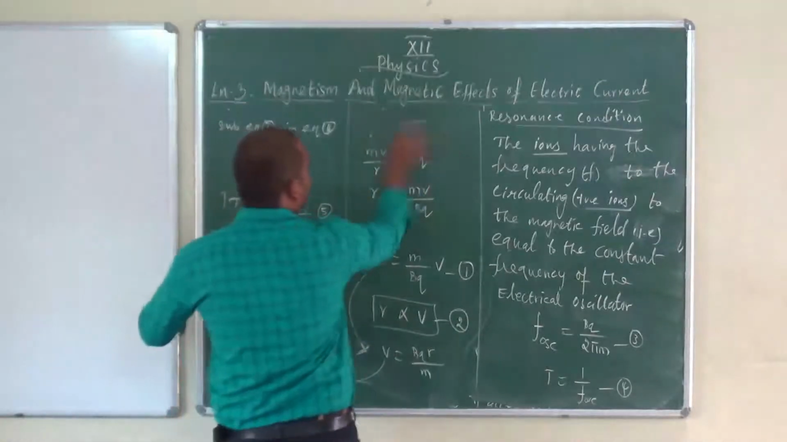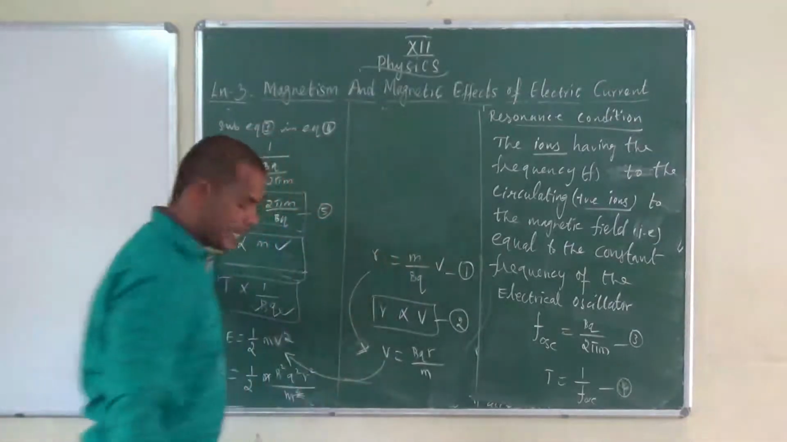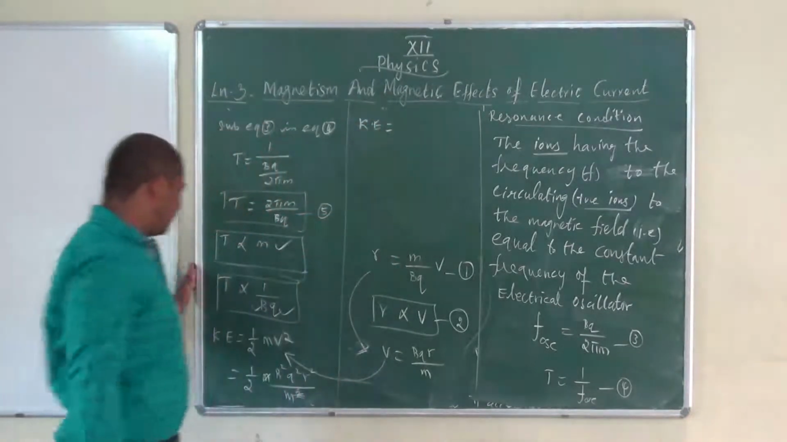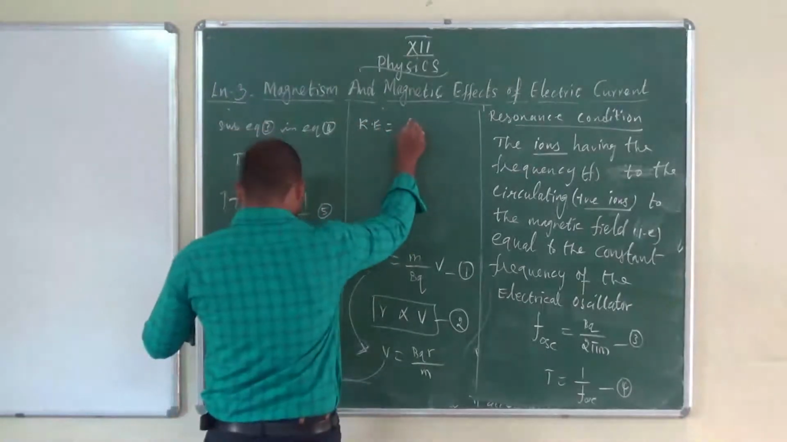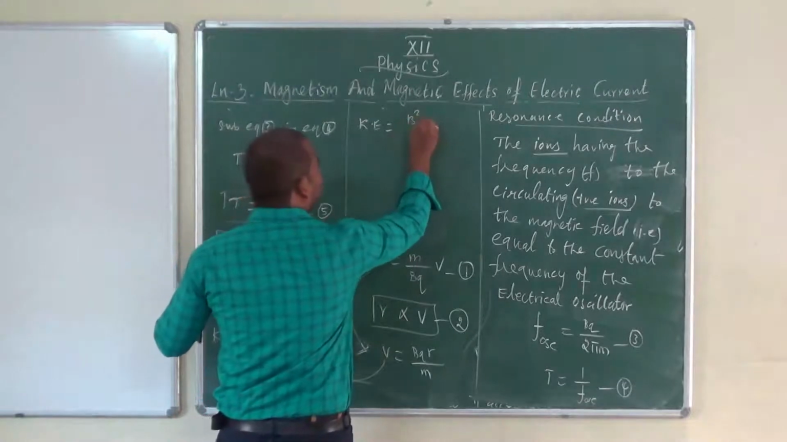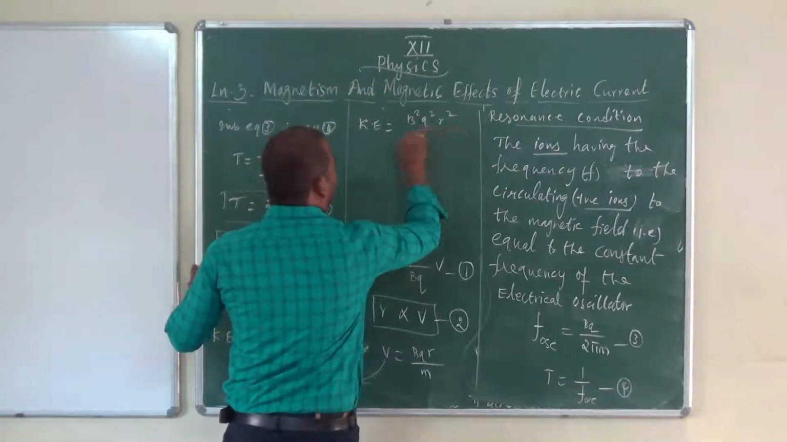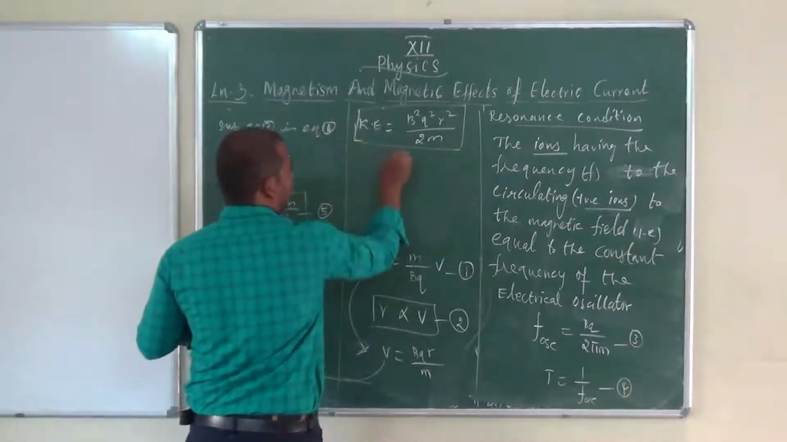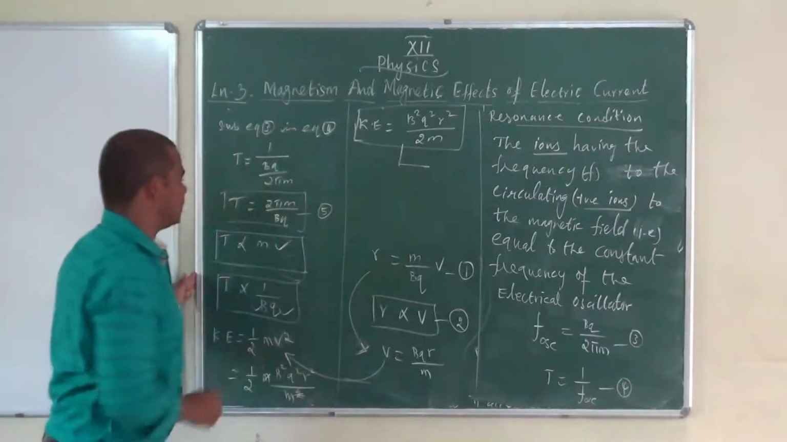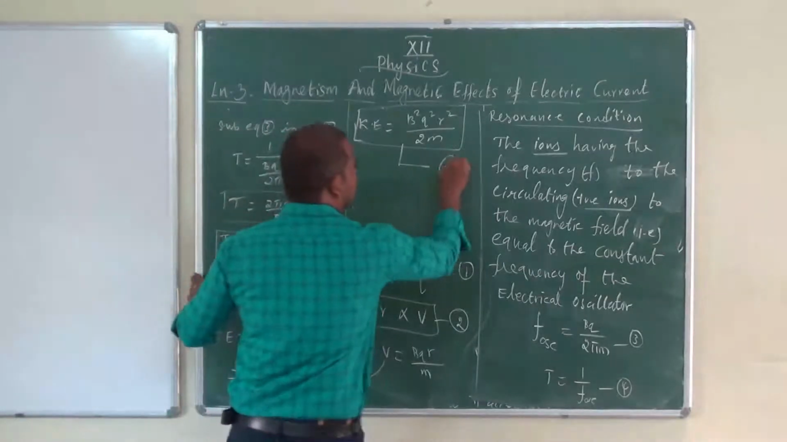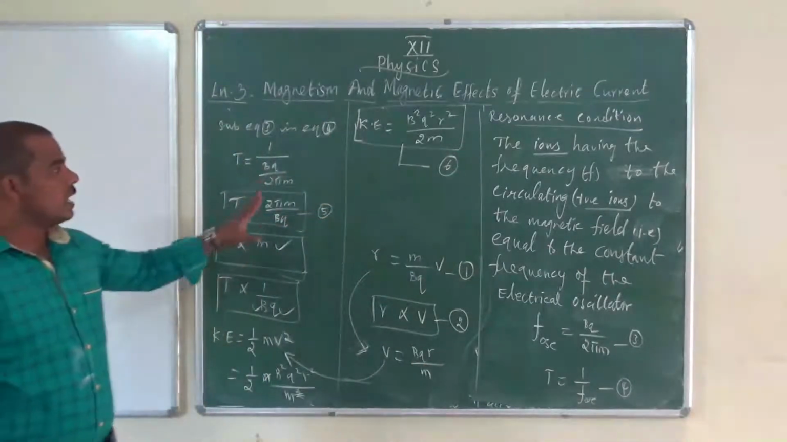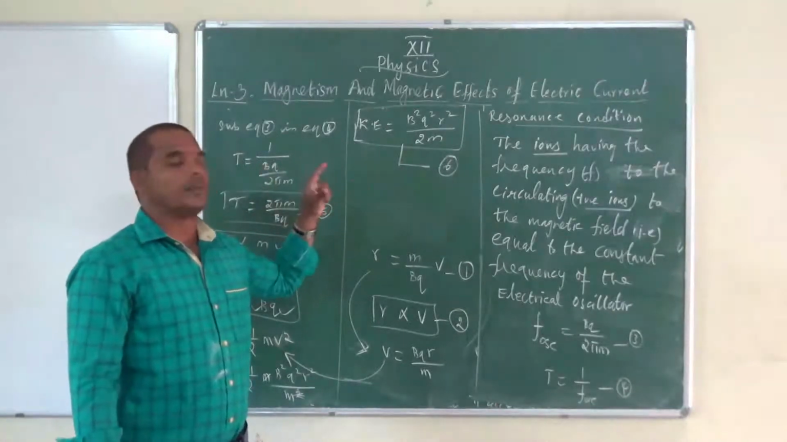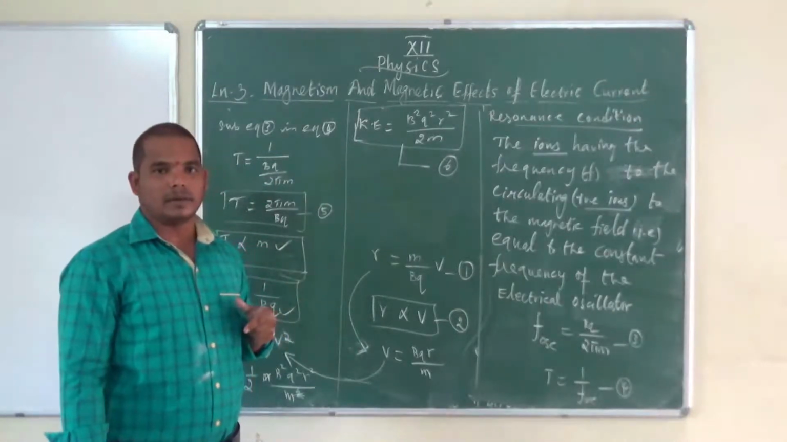Rest of the terms: what is the kinetic energy? The kinetic energy of the particle is B squared Q squared R squared divided by 2m. This is our required equation. Our last equation was 5, so this is equation 6, the kinetic energy gained by the particle in the cyclotron.